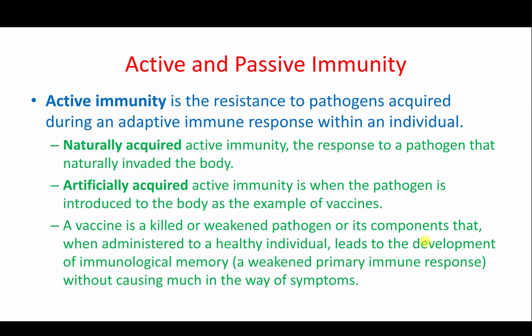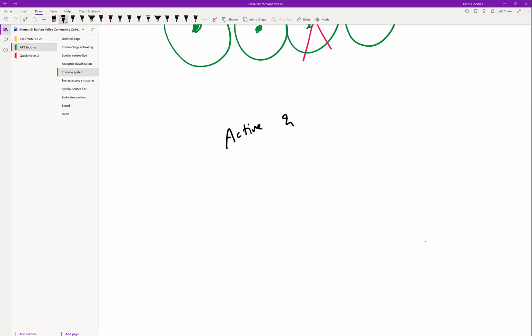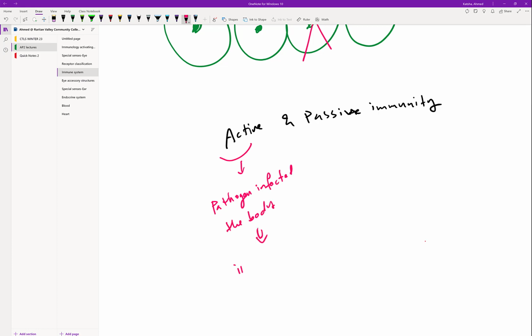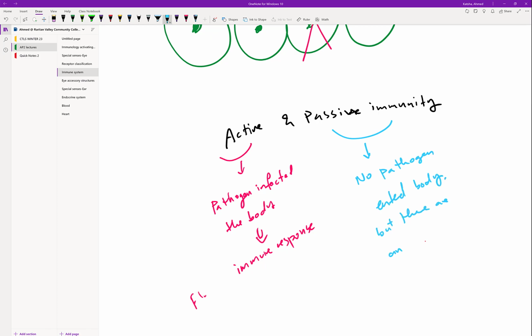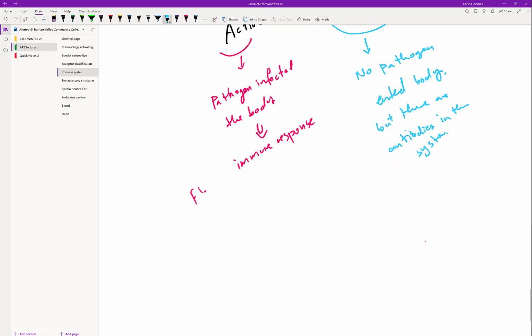Okay, now after understanding all of this, let's talk about active and passive immunity and what they mean. What does it mean, active immunity? It means that the pathogen infected the body and therefore we got an immune response. Like a normal infection, flu virus, for example, or bacterial infection, that is active. The passive, it means there is no pathogen that entered the body, but there are antibodies in the system. Okay? And we'll understand this.